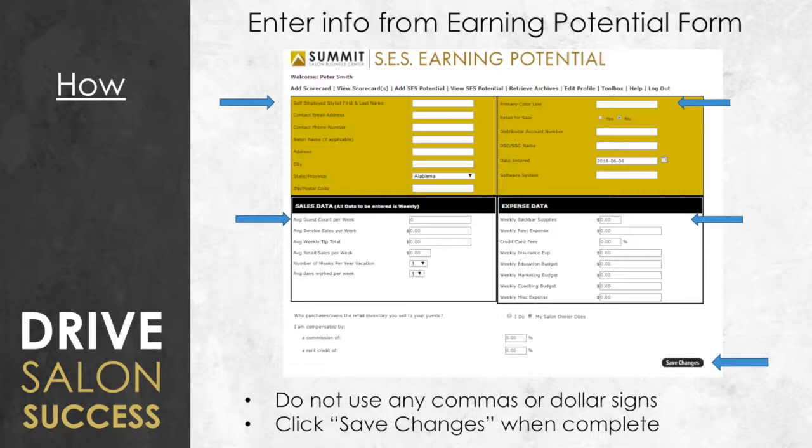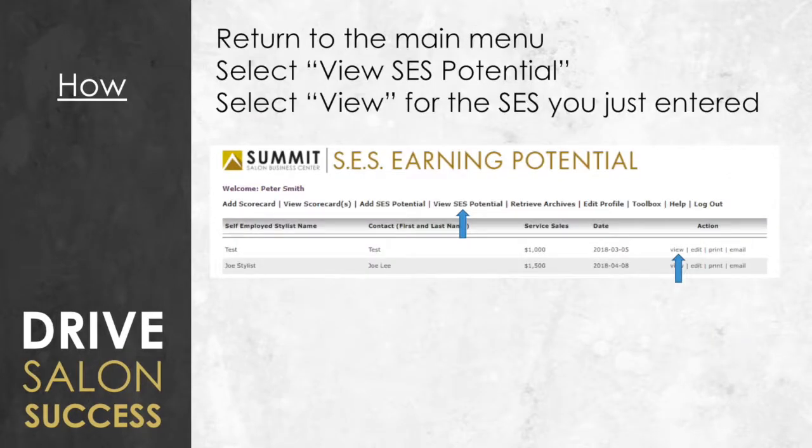Okay, sounds good. Where do we go next? We're going to click on Save Changes, and then we're going to go back to our main menu and choose View Self-Employed Stylist Potential, and you're going to see now the one that you've entered, and we're going to click over on the View link.